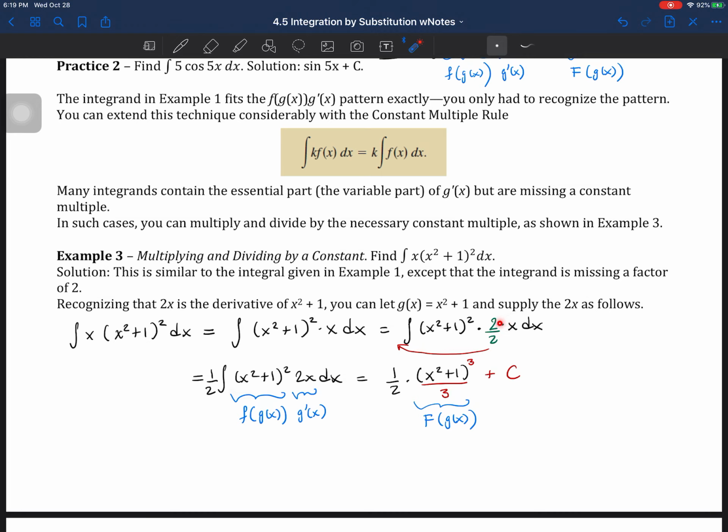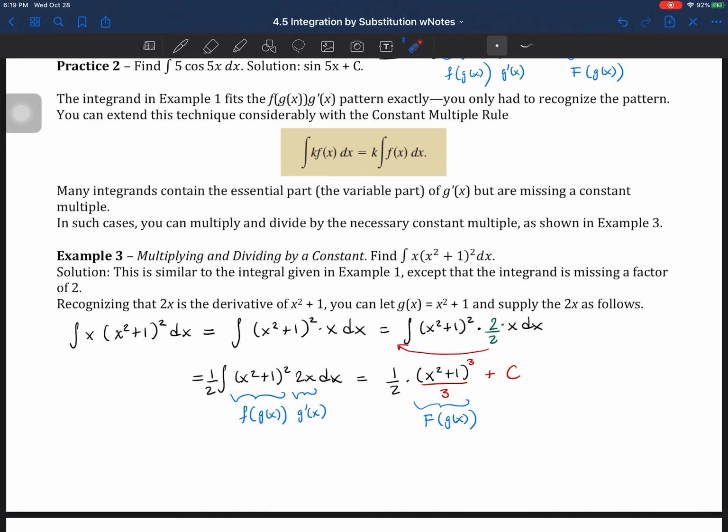We're actually going to multiply x by 2 by dividing also by 2. This way, we're not changing the value of the integrand of the inside, right? We're not changing the value of anything. But by doing that, now we have this extra constant of 1/2. No problem, we can just factor it out. So therefore, we have 1/2 times the integral of (x squared plus 1) squared times 2x dx.